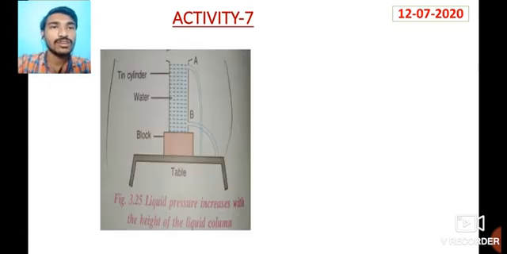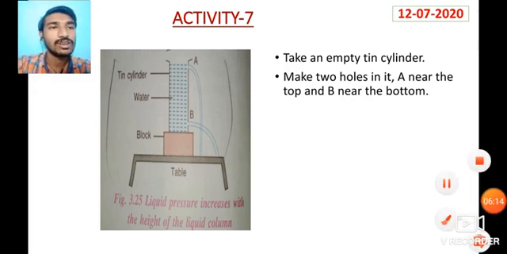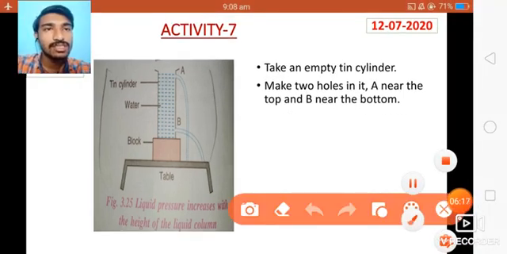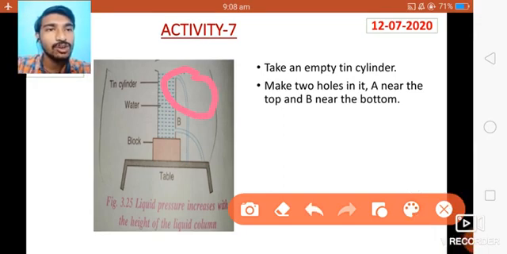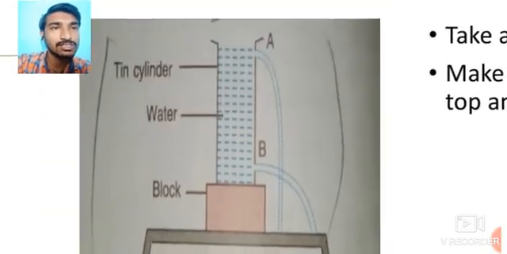Now let us go for another activity. Take an empty tin cylinder and make two holes in it, A near the top and B near the bottom. Here you can see a hole is made at the top and one hole is made at the bottom. The top hole we call A and the hole near the bottom we call B. You can see this in the figure.